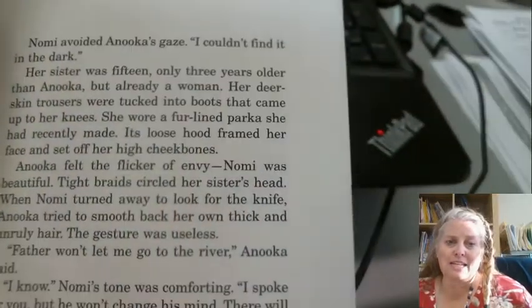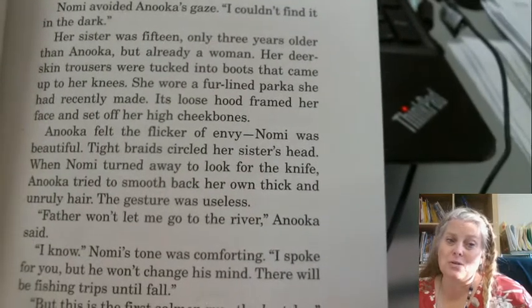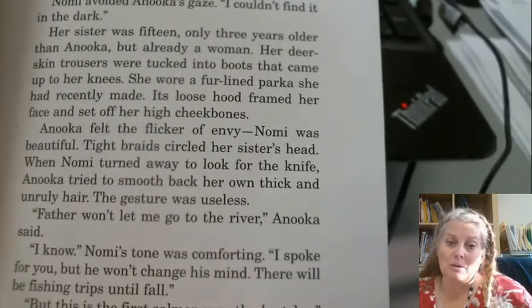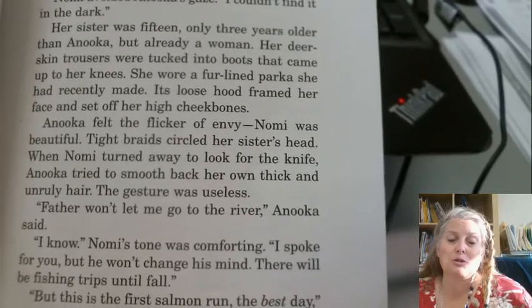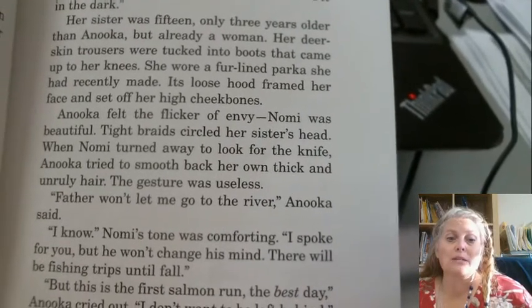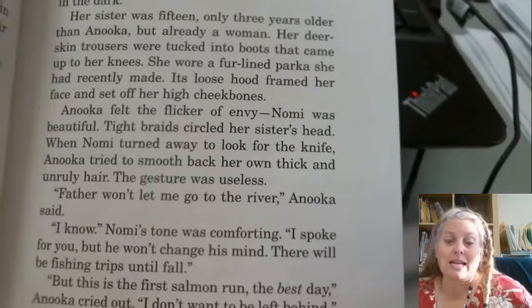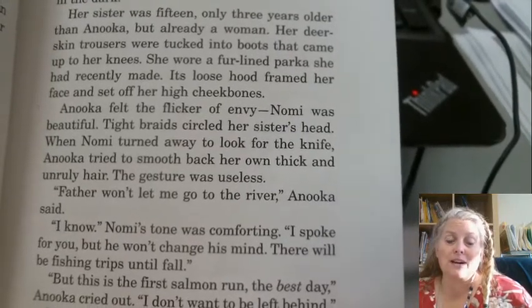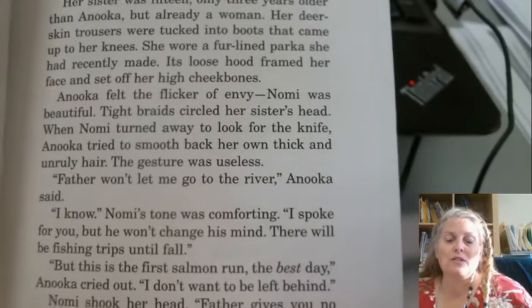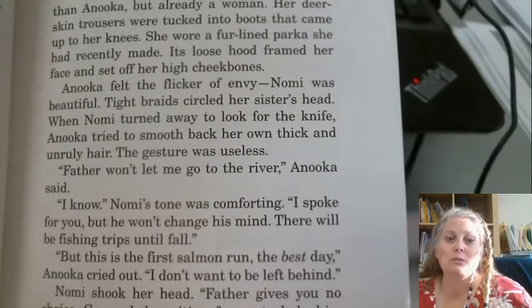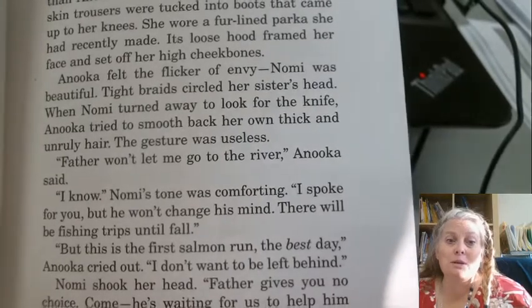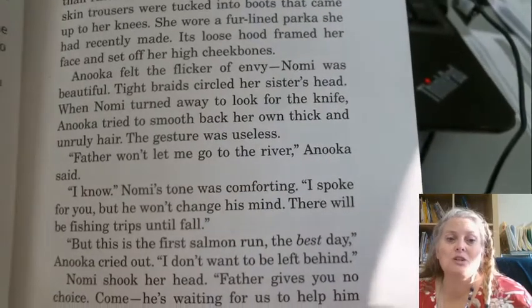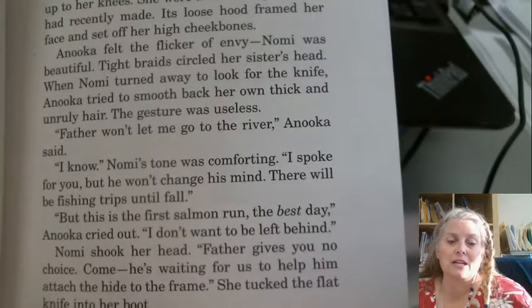Her sister was 15, only 3 years older than Anouka, but already a woman. Her deerskin trousers were tucked into boots that came up to her knees. She wore a fur-lined parka she had recently made. Its loose hood framed her face and set off her high cheekbones. Anouka felt the flicker of envy. Nomi was beautiful. Tight braids circled her sister's head. When Nomi turned away to look for the knife, Anouka tried to smooth back her own thick and unruly hair.